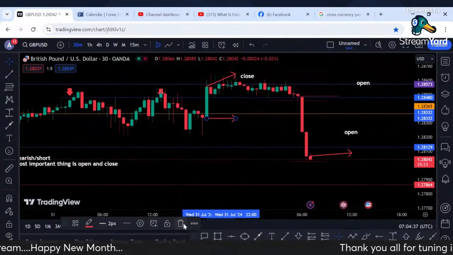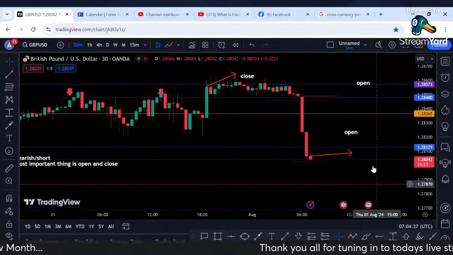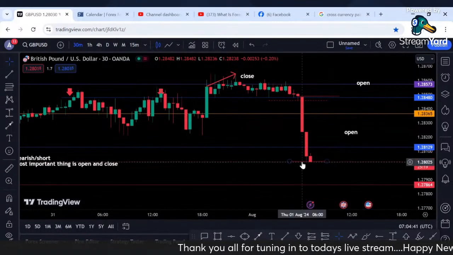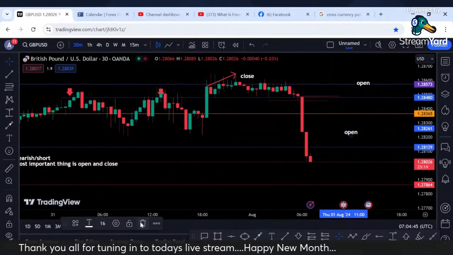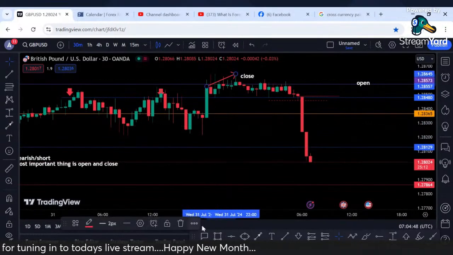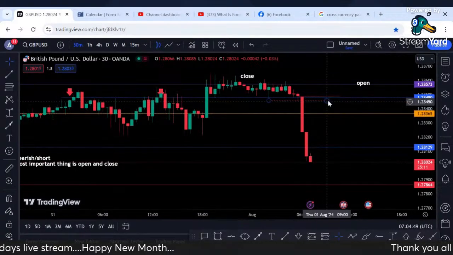So the pairs that you focus on are gold and GBP USD. That's the pair that we focus on. For me, that's the pair I focus on.